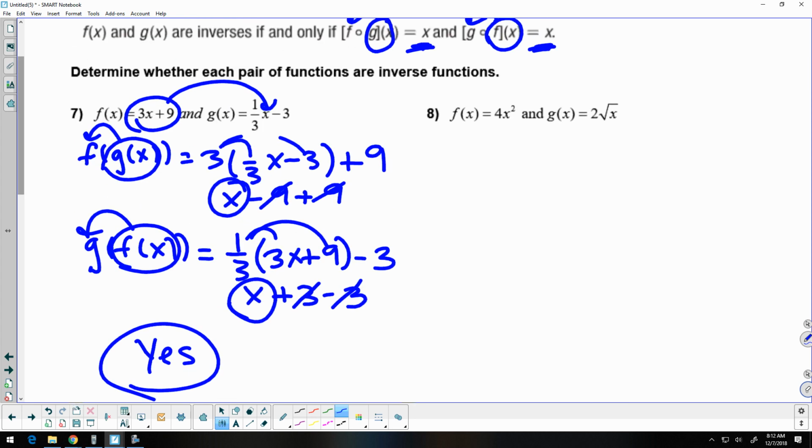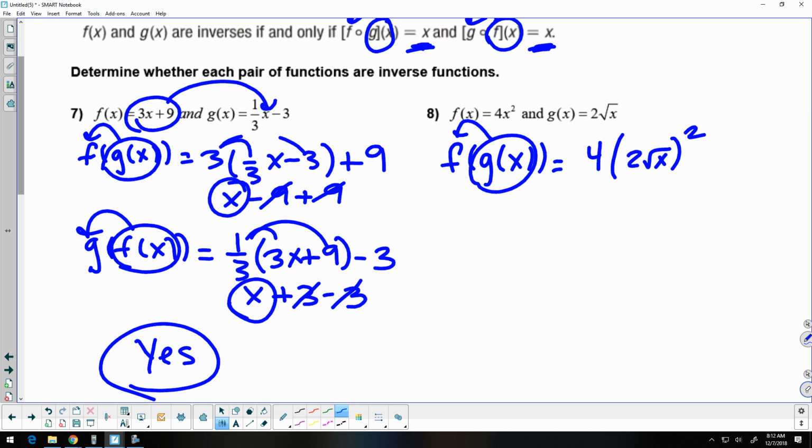So we have these two functions, so find each composition. So f of g of x, we'll start with that one. Again, I'm taking g, plugging into f. So that would give us 4 times 2 square root x squared. When we plug 2 square root x into f of x, here's what we have. All right, so now simplify.